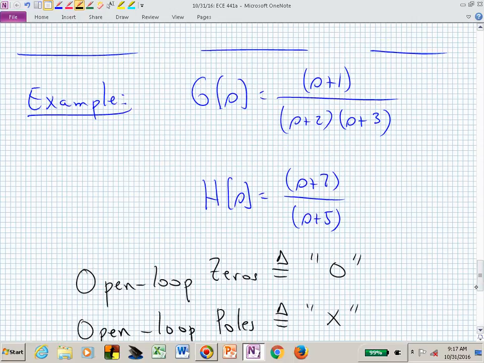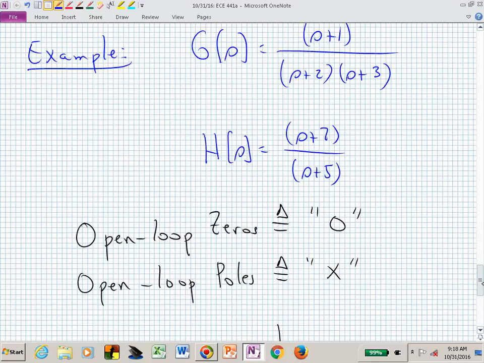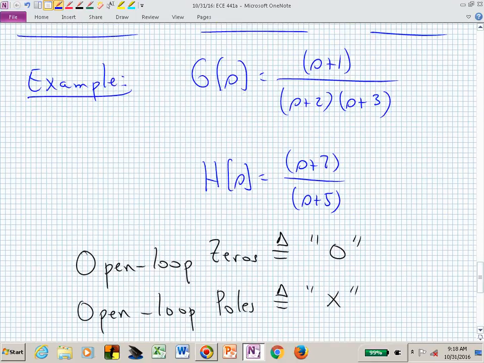If I'm interested in the open loop poles, where do I put my X's for this example of G of S and H of S? Minus 2, minus 3, and minus 5. Those are the poles of G of S, H of S. This is pretty easy. Minus 2, minus 3 and minus 5. Those are the open loop poles, and those obtain X's.